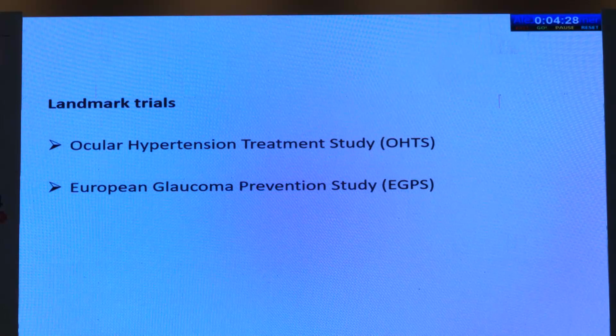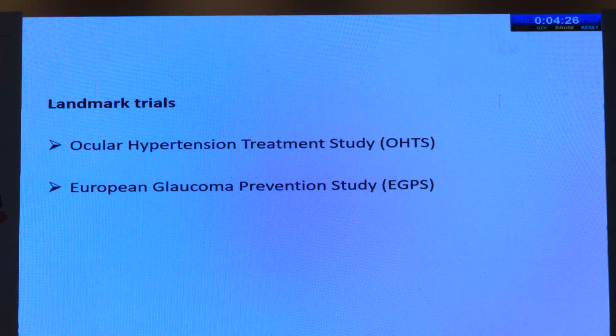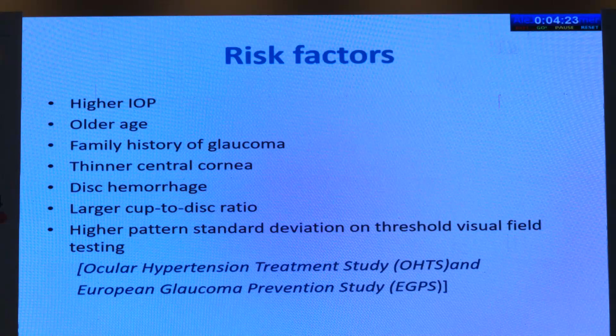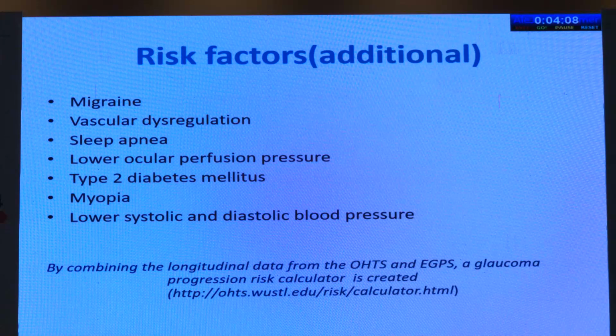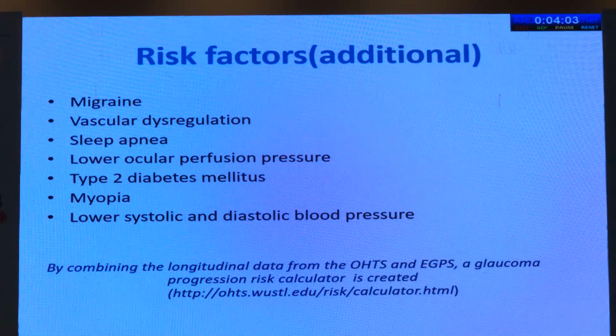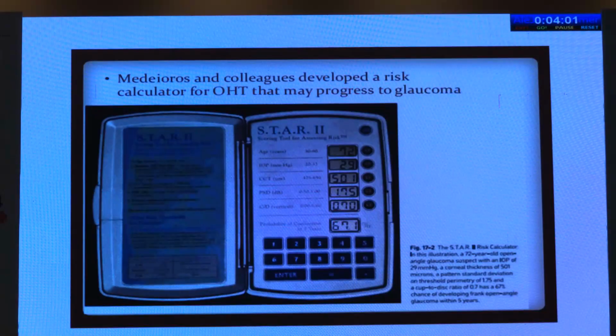Now, two landmark trials, the Ocular Hypertension Treatment Study and the European Glaucoma Prevention Study, define the risk factors where a patient is at more risk for developing glaucoma. So they are higher IOP, older age, family history, thinner central cornea, large cup disc ratio, and higher pattern standard deviation on visual field. And there are additional risk factors also, and by combining the longitudinal data of the OHTS and EGPS, a risk calculator has also been developed. It's available online, but not many people use this. I also don't use it, but it's available there.